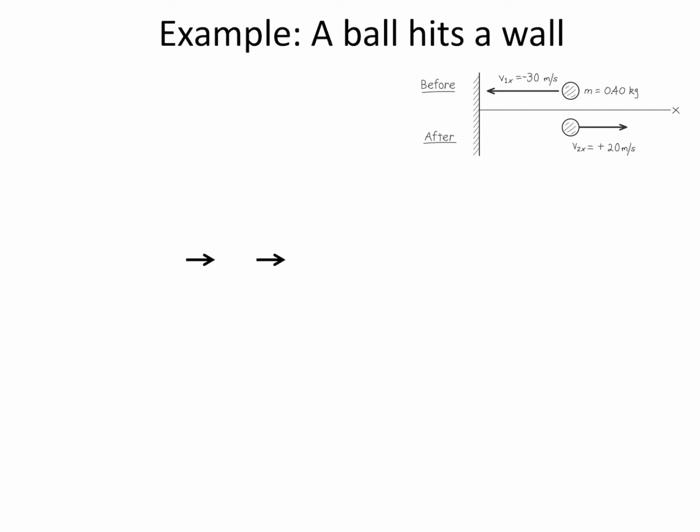Now, how to solve this problem? We have the initial velocity of the ball, the final velocity of the ball, and the mass of the ball. We want to find out what the impulse acting on the ball is, which means we don't know the impulse yet. We only know the initial momentum and final momentum. So we can find the change of momentum.